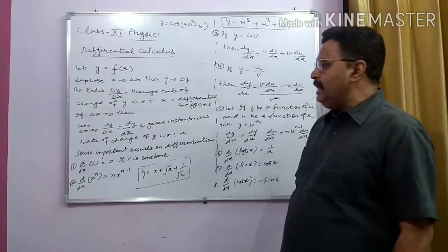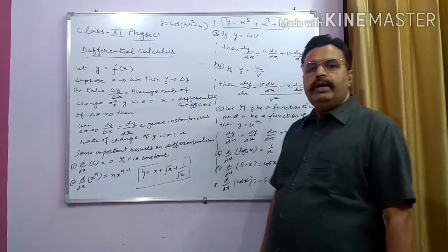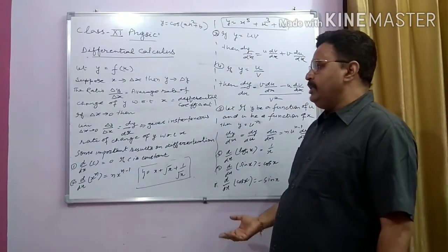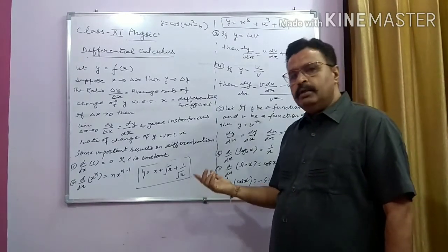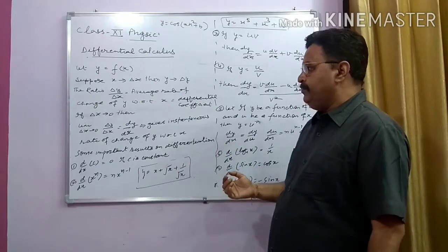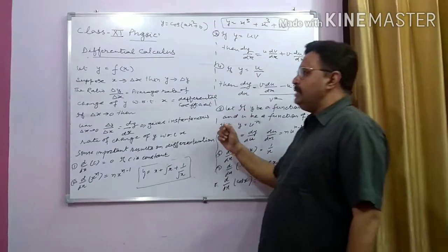Differential calculus means simply the variation in one quantity with respect to another quantity, or it is a ratio of two variable quantities. If there is an increase in one quantity, then there will be an increase in the other quantity. So here, let us see what differential calculus is.